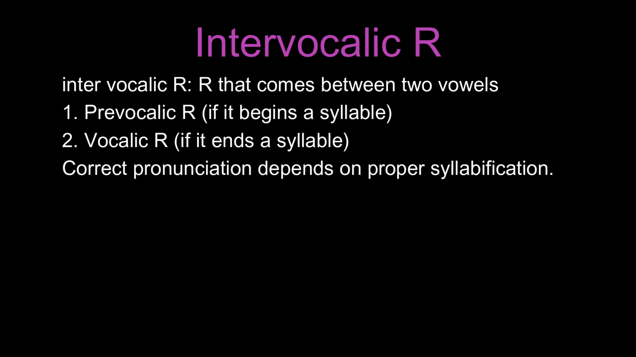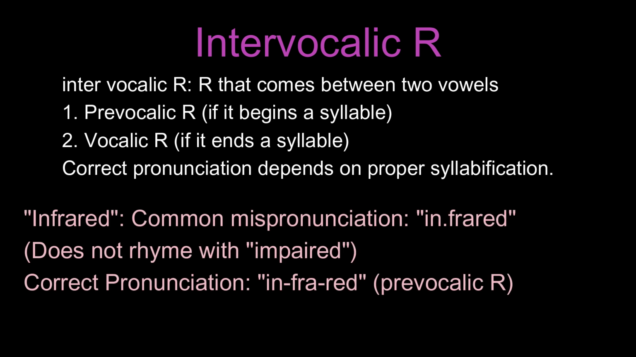For instance, some Americans say the word infrared with an R-colored vowel. But this is a mispronunciation. That is, it does not rhyme with impaired. The R in infrared begins a syllable, so it is a consonant sound, and the correct pronunciation is infrared.